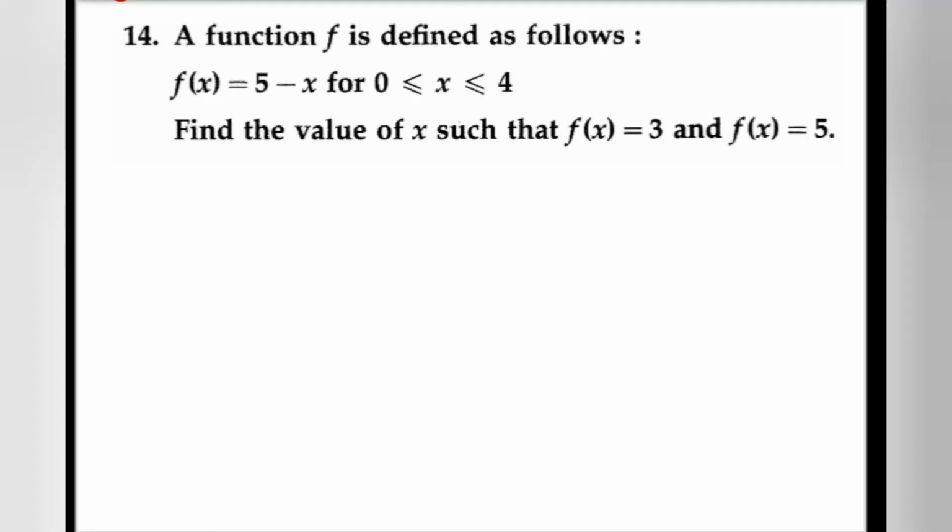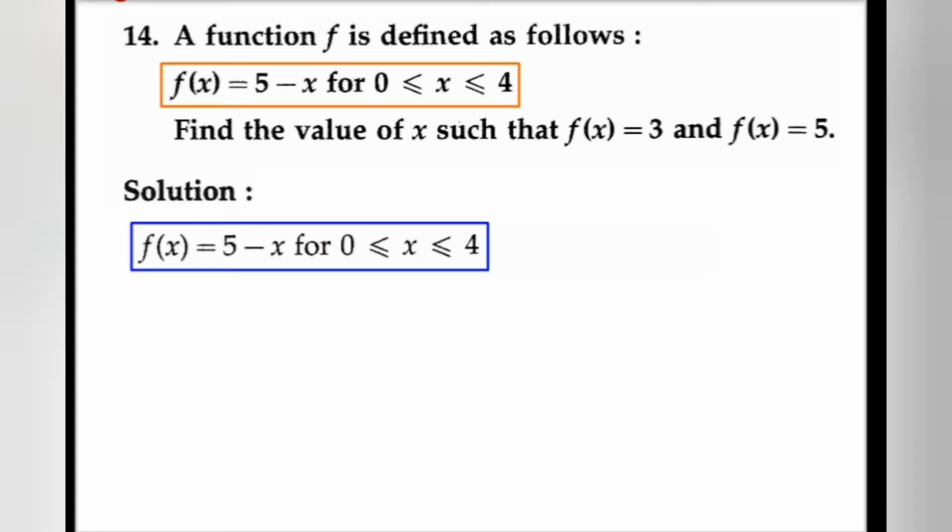Question number 14. A function f is defined as follows. f of x is equal to 5 minus x for x is greater than or equal to 0 but less than or equal to 4. Find the value of x such that f of x is equal to 3 and f of x is equal to 5. Solution: f of x is equal to 5 minus x for x is greater than or equal to 0 but less than or equal to 4.